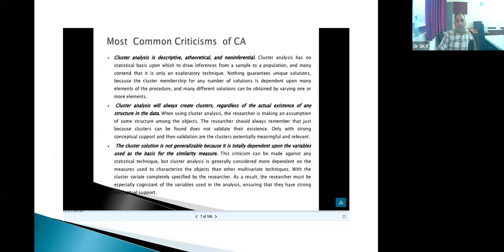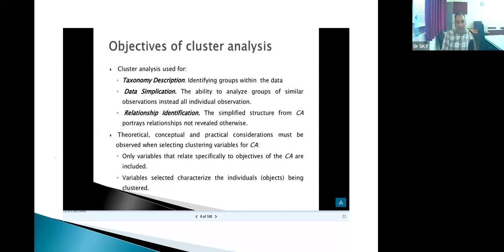So it is totally dependent upon the variables used as the basis for the similarity measure. This is very important. Another very important feature is how many variables you are going to include in the data. If you are making the classification or clusters on the basis of say 10 variables, then you will have one result. And if you include some more variables or delete some variables, then you will have a different solution. So we cannot generalize it. So this is the problem with cluster analysis.